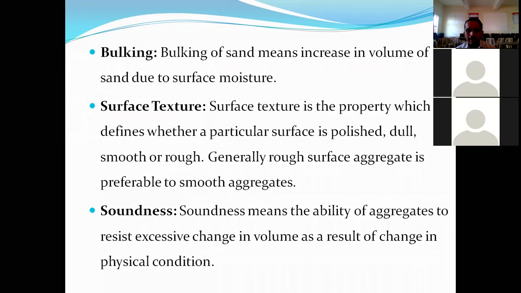Soundness is the ability of the aggregate to resist change in its volume due to change of physical conditions like temperature or impact, etc. If we use aggregate with poor soundness, it will change its volume due to temperature, or it will expand and contract due to variation in temperature. Then it will produce cracks on the concrete or the structures. So aggregate with minimum expansion and contraction is allowed for the construction work.